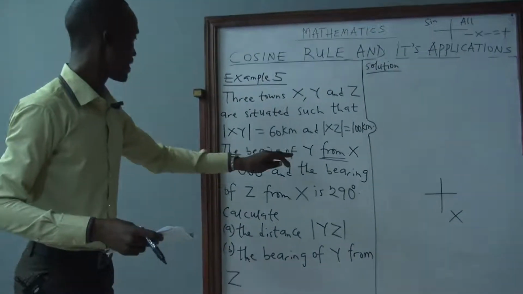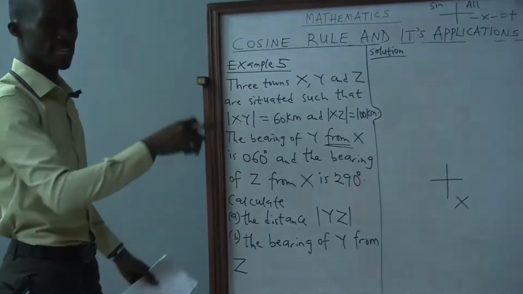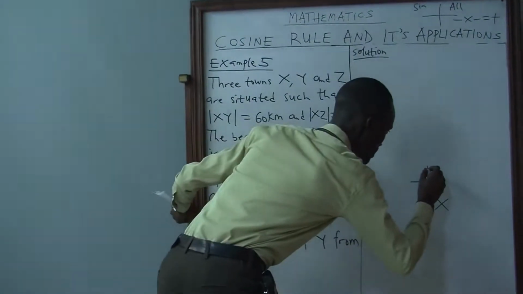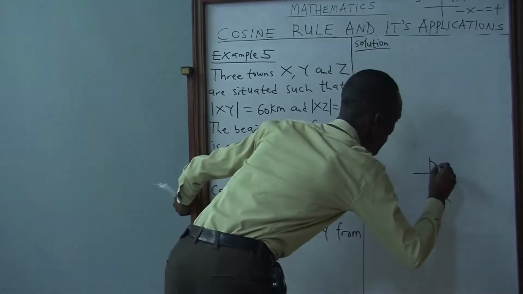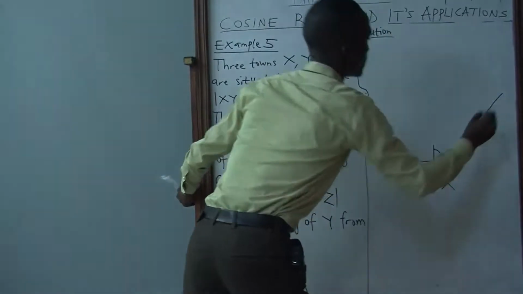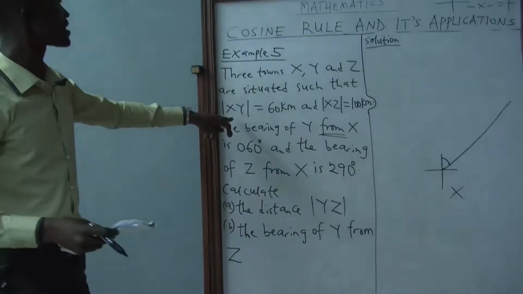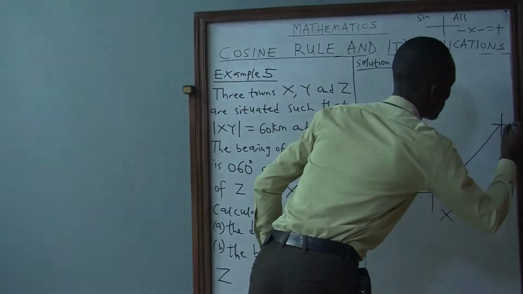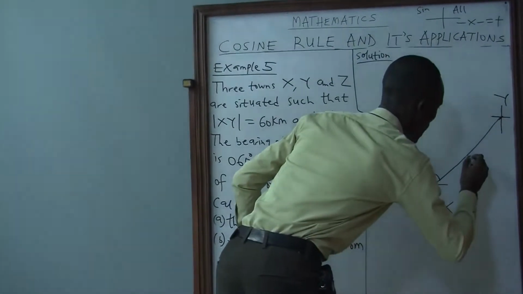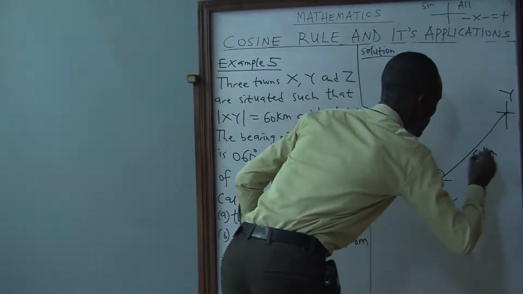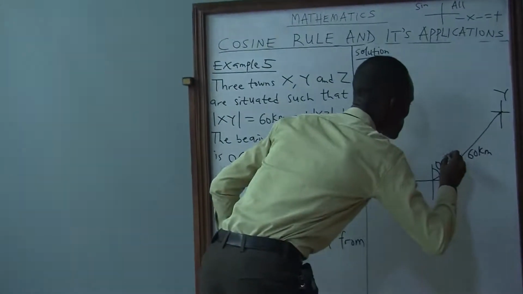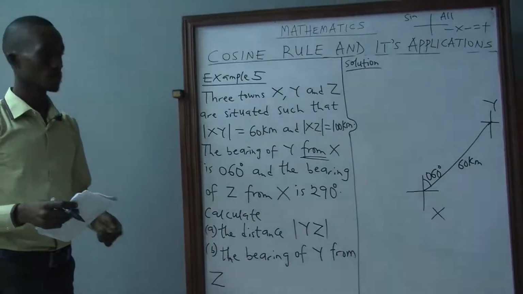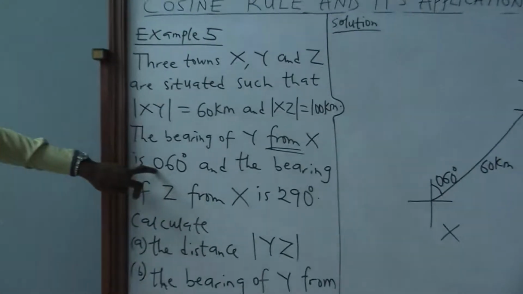Now, the bearing of y from x is 060. So we have this 060. Then the distance between x and y is 60 kilometers. This is y, and this one is 60 kilometers, while this one is also 60 degrees. That's the first thing, A.